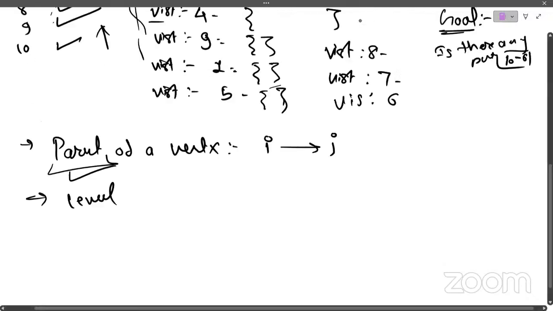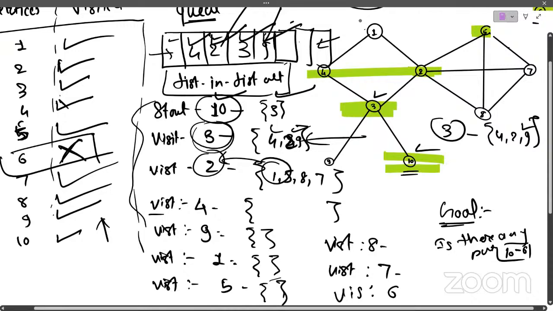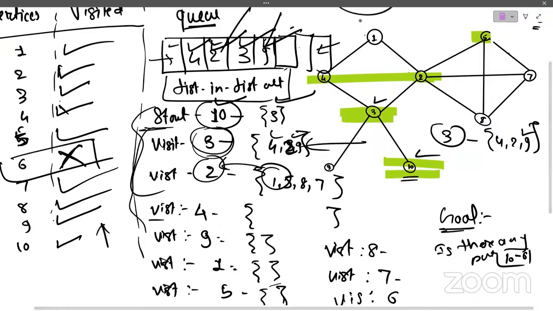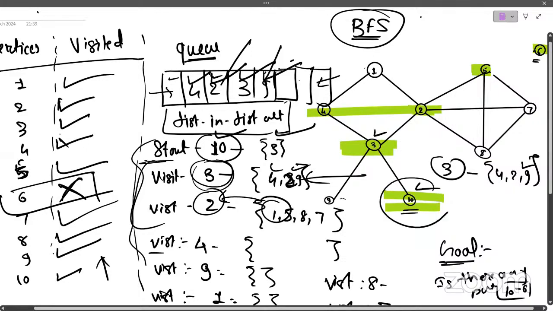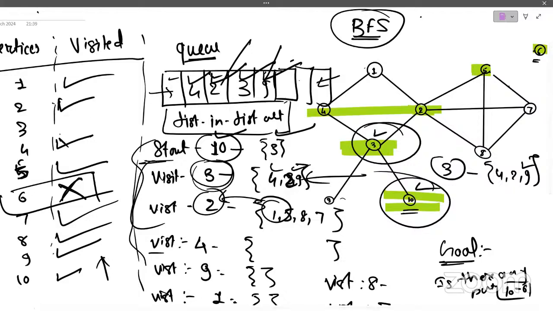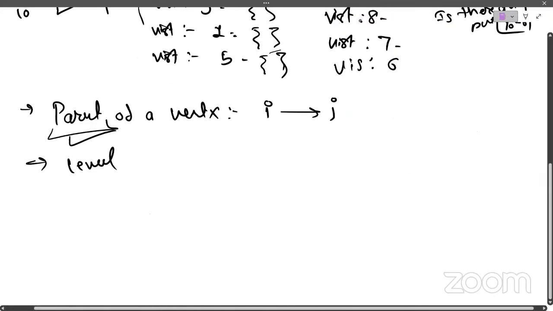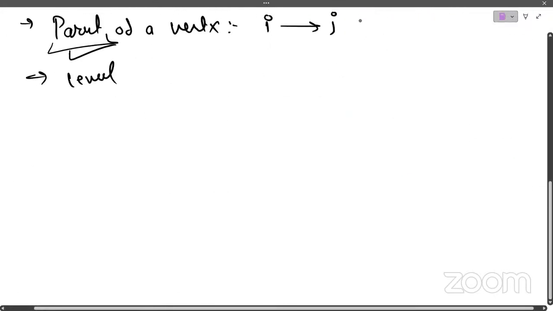What do you mean by level? Level means how many steps away a vertex is. For example, using 10, I got 3, so 3 will be at level 1. And using 3, I got 2 and 4, so 2 and 4 will be at level 2. So levels and parents are also accounted for in BFS, which gives us some additional information.